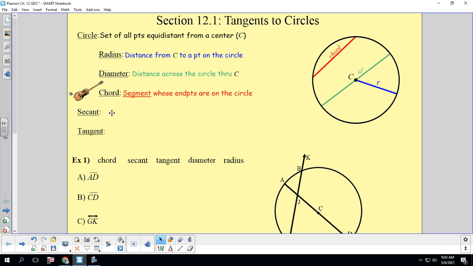A secant is a line that intersects the circle twice. So if you see the chord stops and starts on the circle, the secant goes all the way across, in and out, in and out. And then a tangent. Oh, I love the tangent. The tangent intersects the circle once. It just gives it a quick kiss. So the tangent just gives it a drive-by.